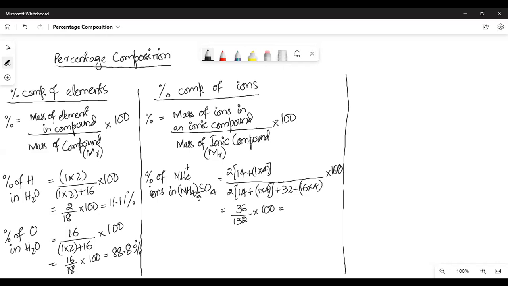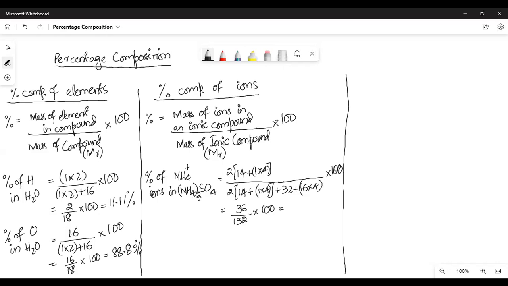Remember, if we're going to talk about the percentage of ions, we're going to take all the ions. If we're going to talk about the percentage of an element, we're supposed to take all atoms of the element. Remember the hydrogen in the percentage composition of elements for water? There were 2 atoms of hydrogen, so we multiplied 1 by 2 in the numerator as well as in the denominator. Makes sense?